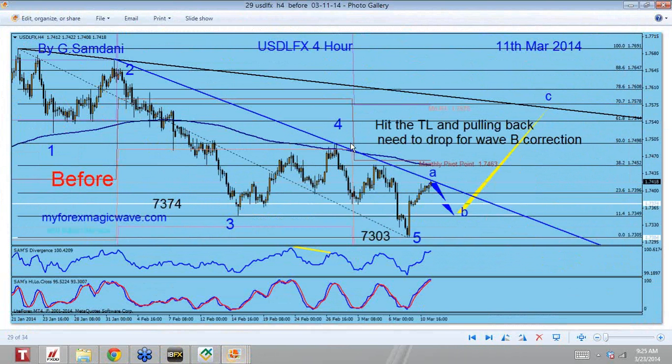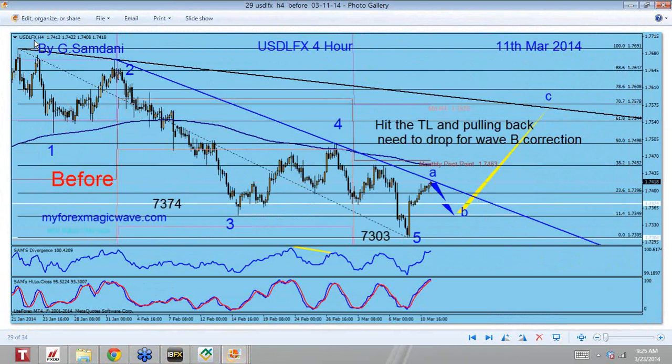But here, the wave 5 was finished as I planned, and as I mentioned we're going to drop for wave 5 from here to here, and it did. Then I said we're going to go ABC correction. So for the wave A, we finish here. Now this chart was telling that we're going to drop for wave B and then go for C.